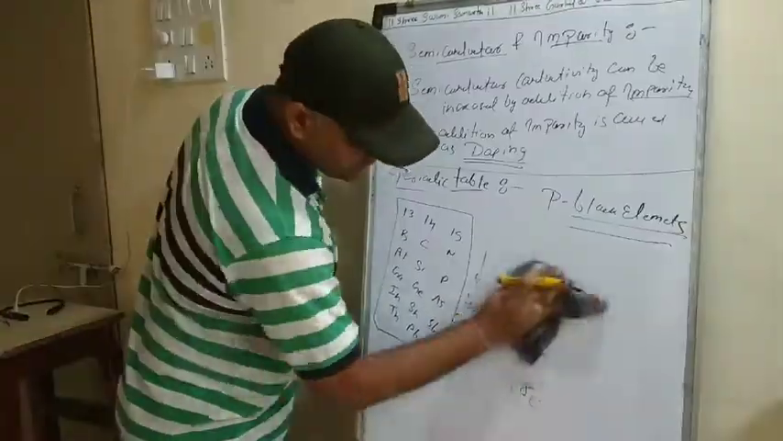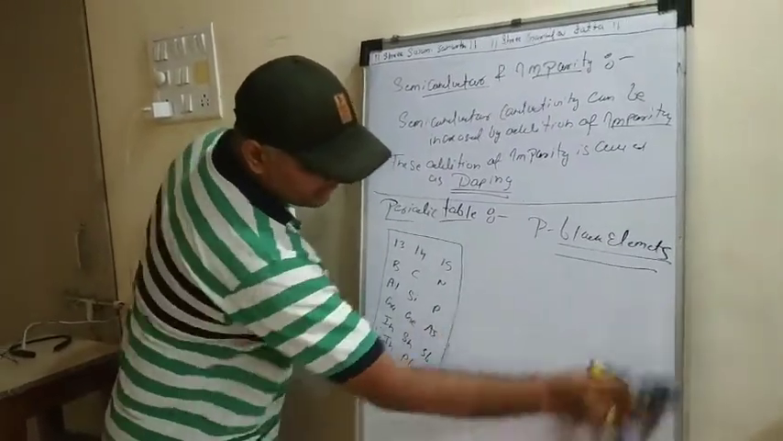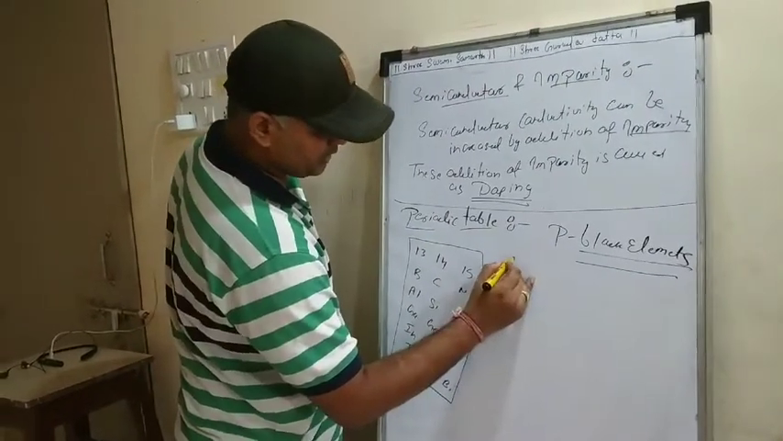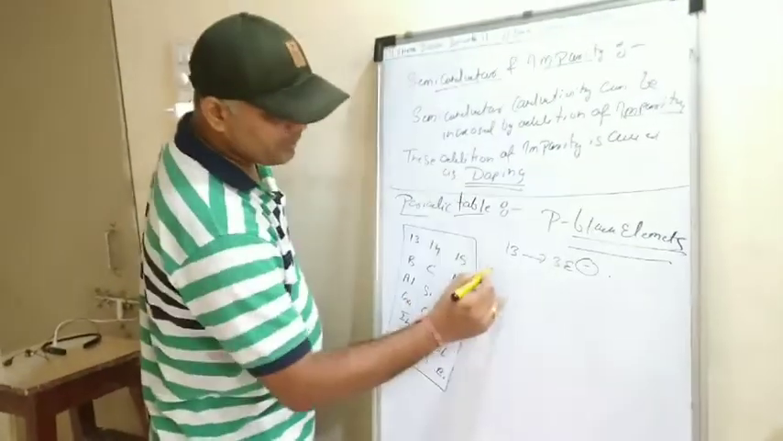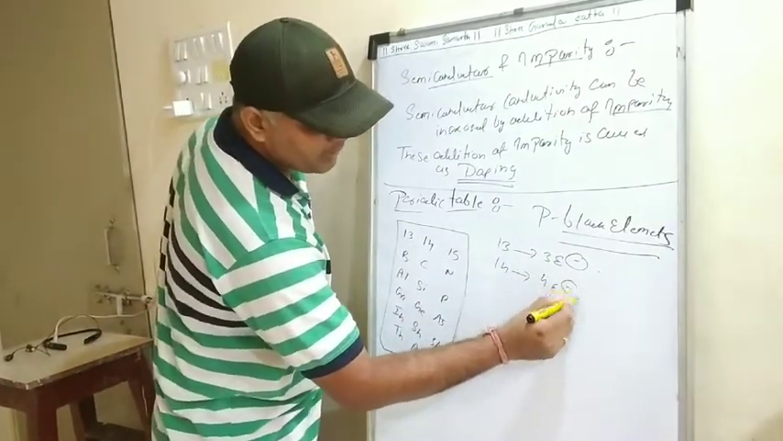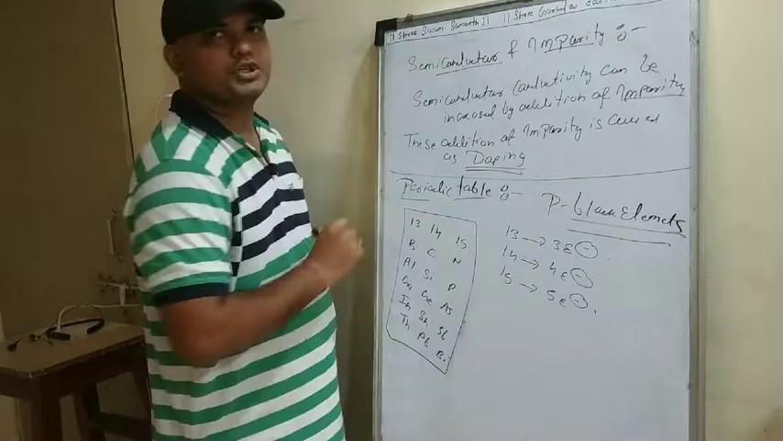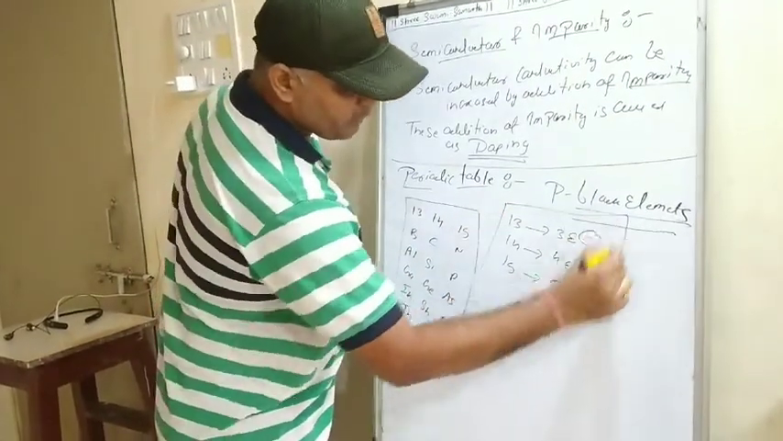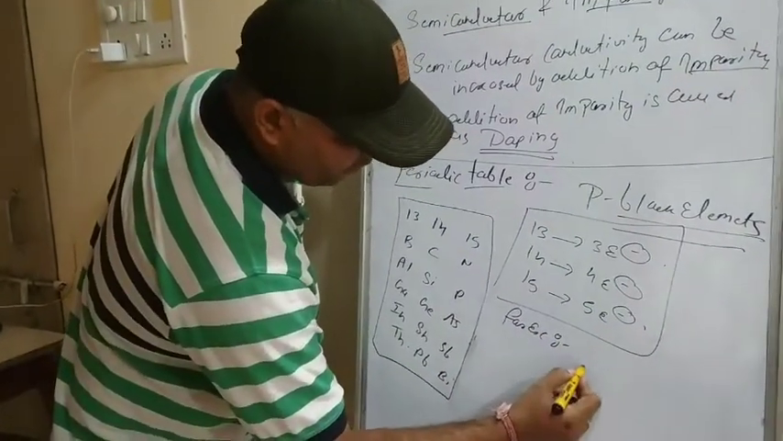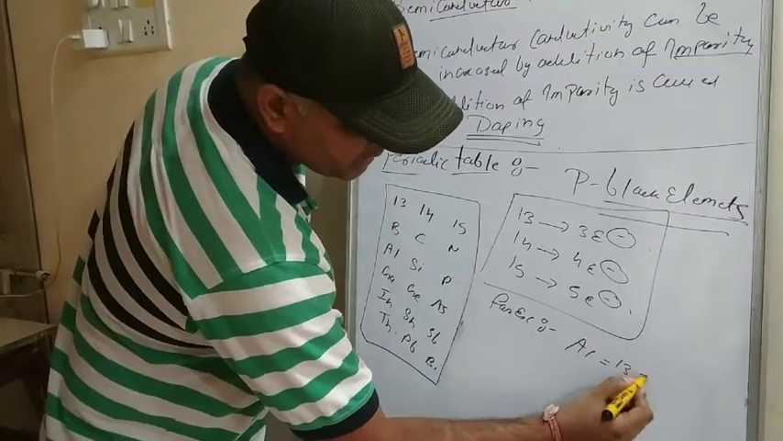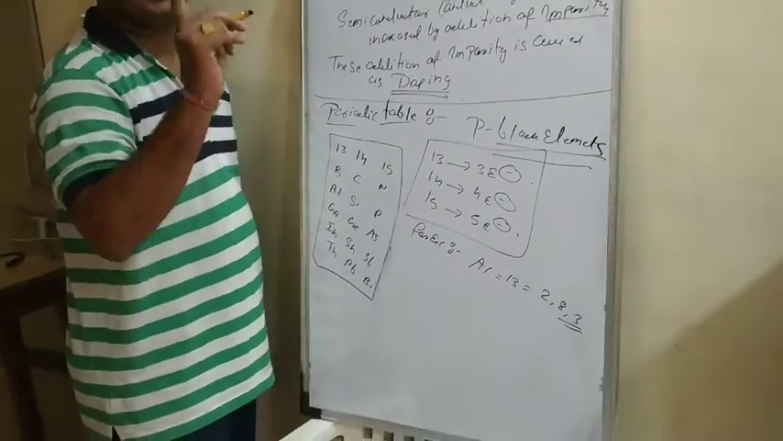So here in this case, group number 13, we can see that in their outermost shell there are a total of 3 electrons. Group number 14 contains 4 electrons in its outermost shell, and group number 15 contains 5 electrons in its outermost shell, right? So here we can see with an example. For example, let's take aluminium. Aluminium has the atomic number 13, so 2, 8, 3. See, the outermost valence shell contains 3 electrons.